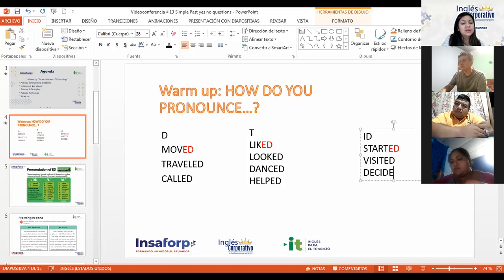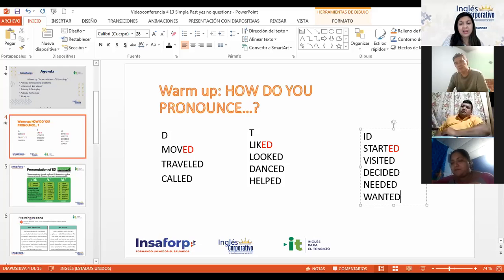Ahora por ejemplo, decide, aunque termina en E, pero el sonido final es con D, decide. Cuando le agregamos la D, ¿cómo dice ahora? Decided. Ahora, need. Le agrego ED, needed. Want. Termina en T. Le agrego ED y ahora dice wanted. Muy bien.